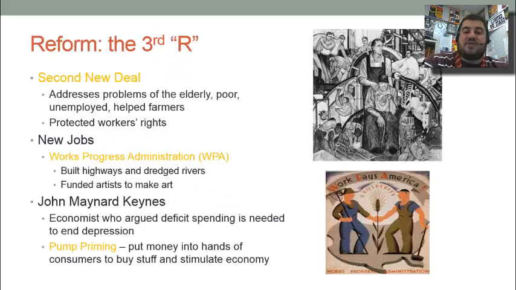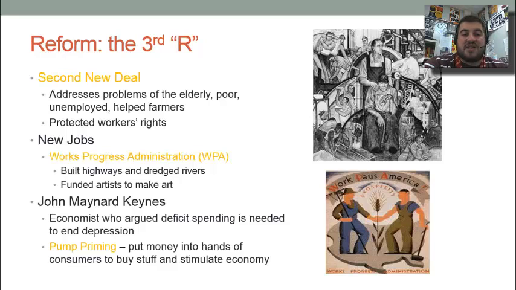So, what did the New Deal address? It was basically the third R, reform. It addresses the problems of the elderly, the poor, the unemployed, and it helps farmers, and it also helps to protect workers' rights.